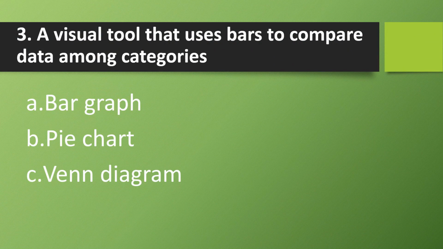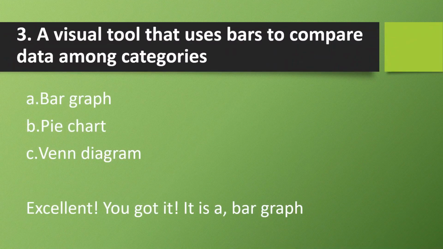Number 3. A visual tool that uses bars to compare data among categories. Is it A, bar graph, B, pie chart, or C, Venn diagram? What's your answer for number 3? Excellent! You got it. It is A, bar graph.